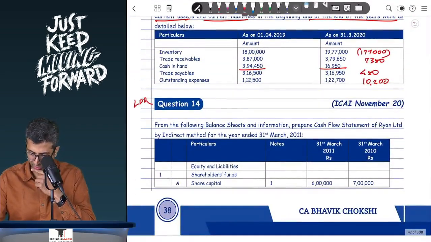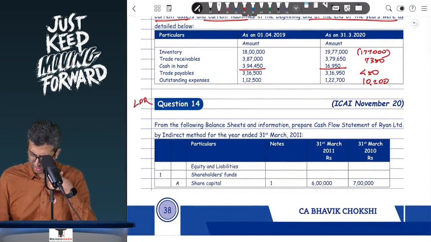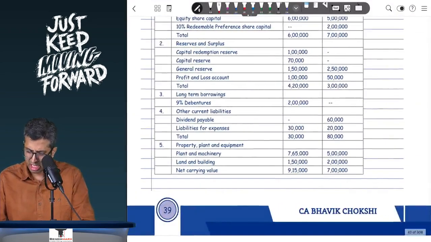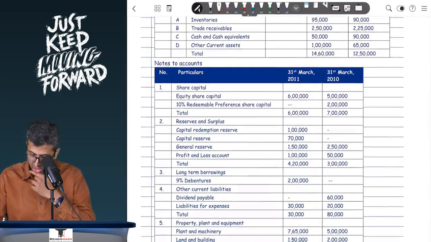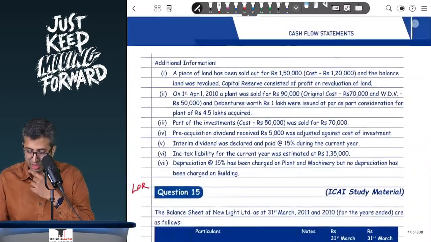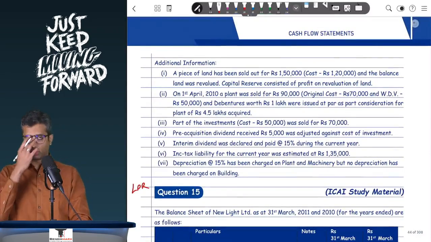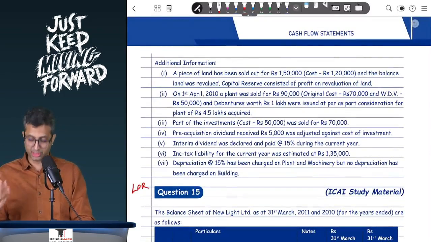Next you go to question number 14. Over here you have the balance sheets and you are required to prepare cash flow statement for Ryan. Largely it is manageable. You look at this fairly big balance sheet. Again, all the assets and liabilities given, and then there is additional information. Now there are a few interesting adjustments in this.